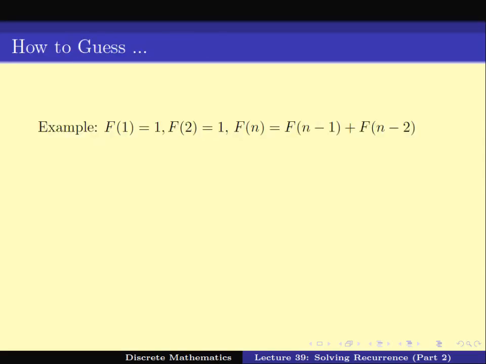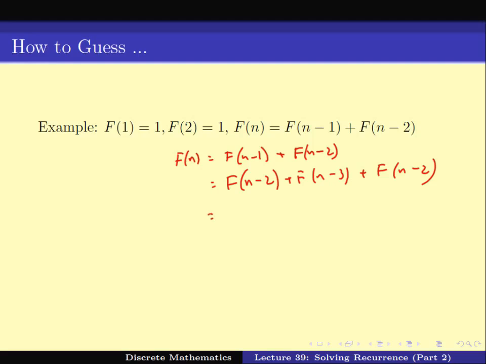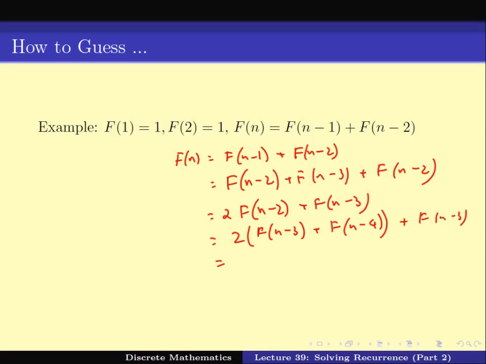The problem is that there are complicated ones like this, Fn equals Fn minus 1 plus Fn minus 2. Now we can try to unfold it by saying that Fn equals Fn minus 1 plus Fn minus 2. Then Fn minus 1 equals Fn minus 2 plus Fn minus 3, plus Fn minus 2. So I get 2 times Fn minus 2 plus Fn minus 3, which will give me 2 times Fn minus 3 plus Fn minus 4 plus Fn minus 3, which is equal to 3 times Fn minus 3 plus 2 times Fn minus 4.